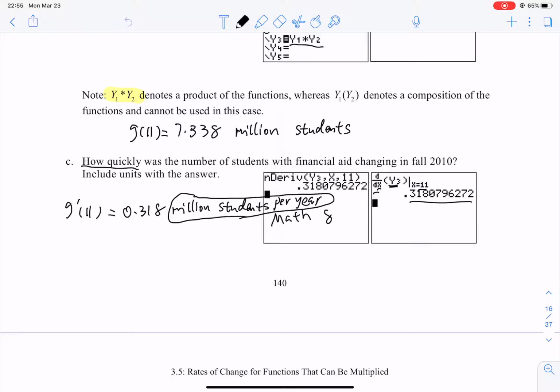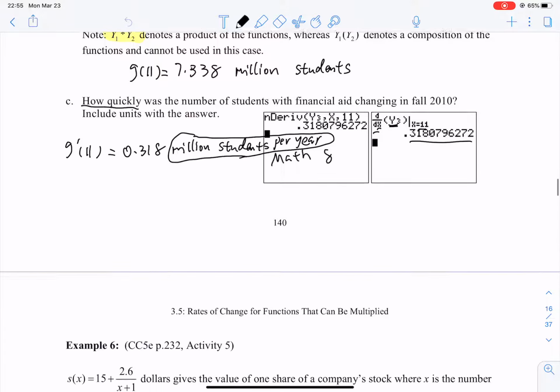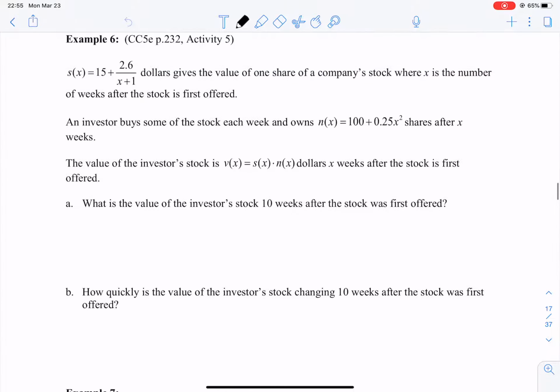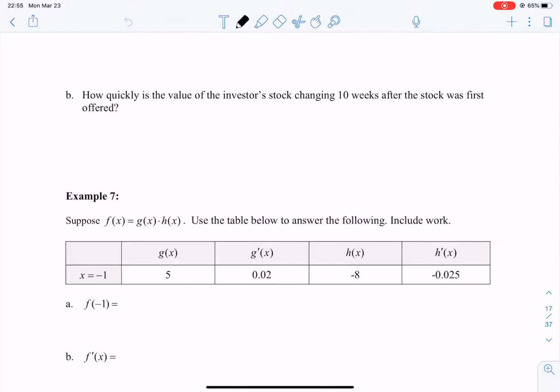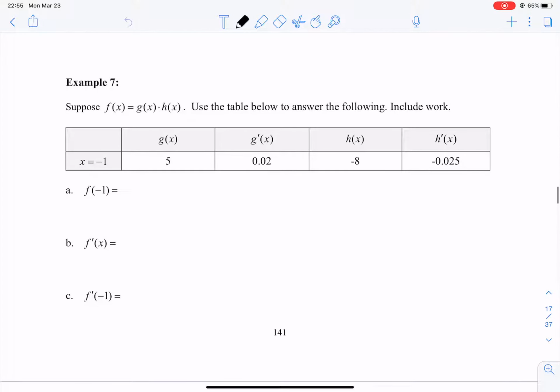Next one, example 6. Example 6 is the second question of the homework. Next one, let's try to finish example 7. Use 3 minutes to finish example 7.